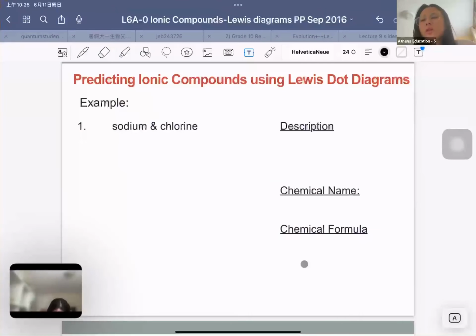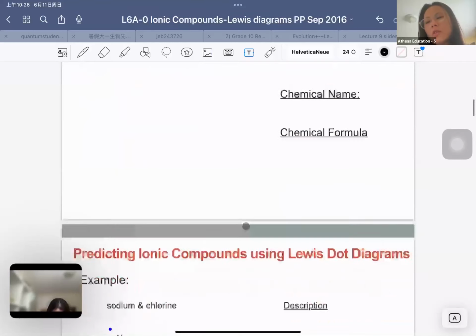Right. Next, we're going to try to predict ionic compounds using Lewis dot diagrams. The first example we have is sodium and chlorine. If we have a periodic table, I can tell you that sodium is a group 1 metal and chlorine is a group 17 halogen. If you remember Lewis dot diagrams, they're the ones with the element symbol in the middle, and you put the number of valence shell electrons around that symbol. So it looks like that.